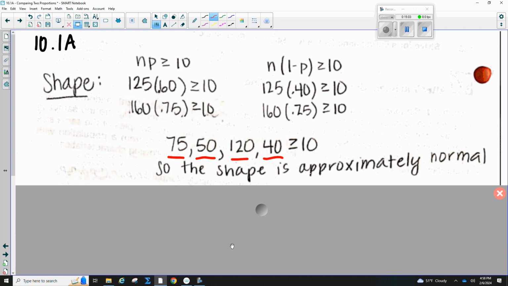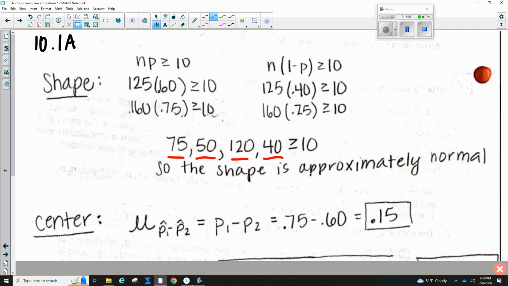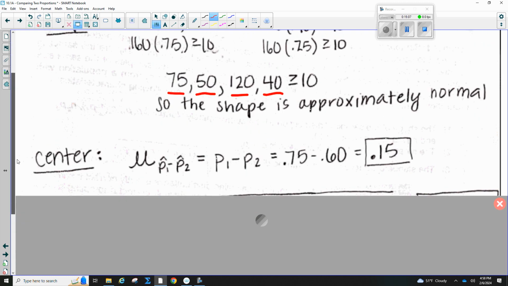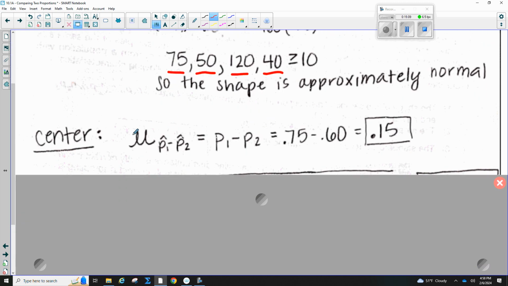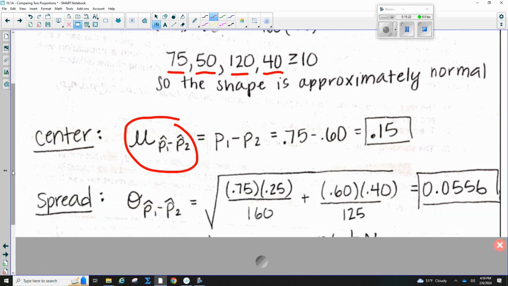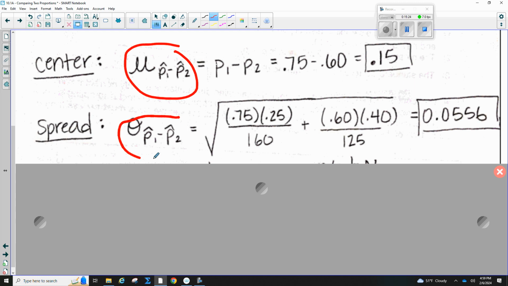All right, then we're going to do center. So we should be subtracting. And please write it like this so you know this notation. This is the center of the sampling distribution. Mu of p-hat 1 minus p-hat 2 equals 0.75 minus 0.6, which is 0.15. And then for the spread, same thing. Please write the correct notation, okay? Sigma of p-hat 1 minus p-hat 2. Square root of 0.75 times 0.25 over 160 plus 0.6 times 0.4 over 125. You should get 0.056, wherever you rounded to.